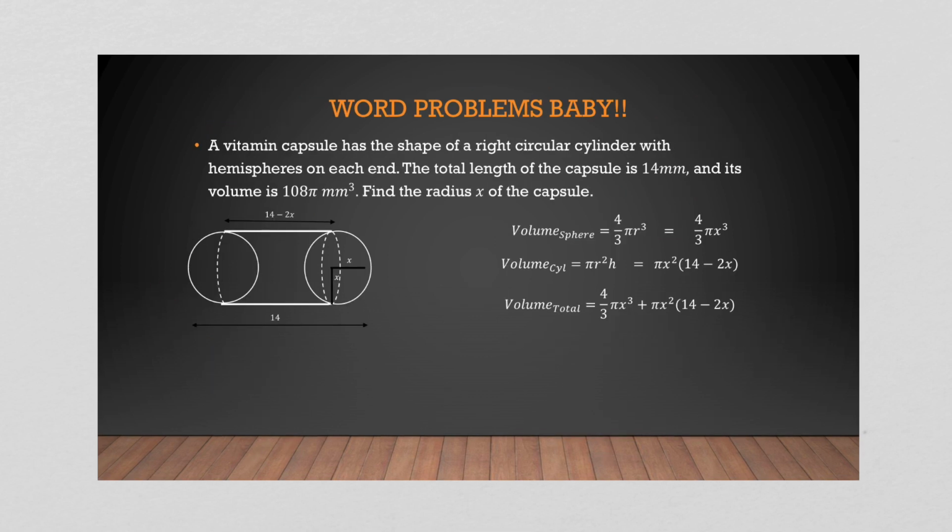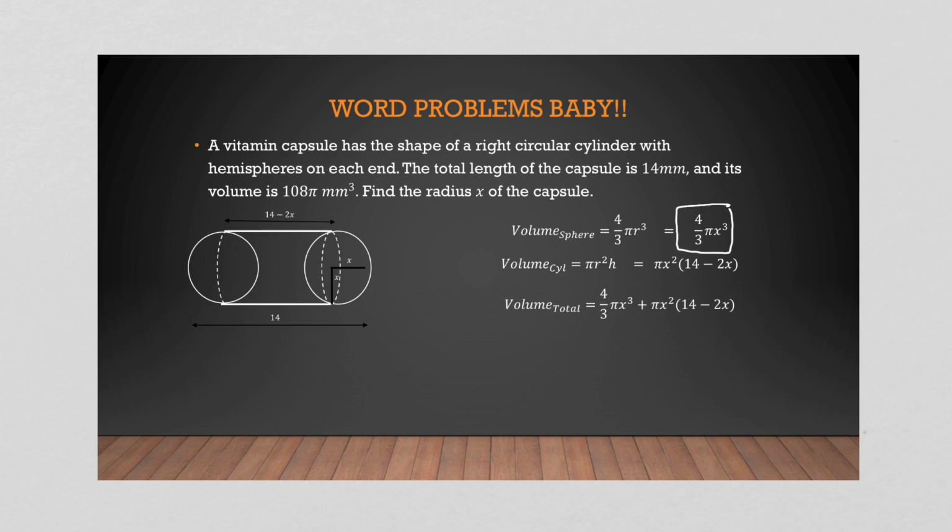Another question here, we got a little vitamin capsule. Okay, so it's a cylinder with 2 half spheres on the tips, right? So it's your basic sort of vitamin capsule. And on the right here, you see I've given you the equations for volume of various shapes. So that's the volume of a sphere.